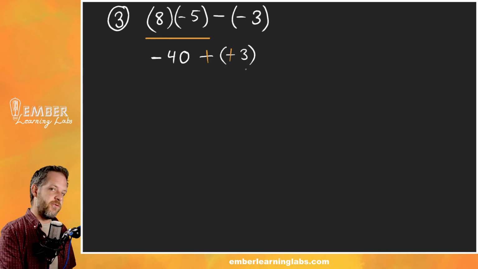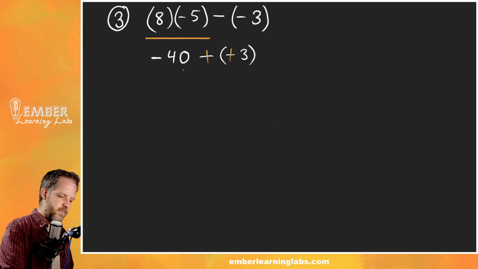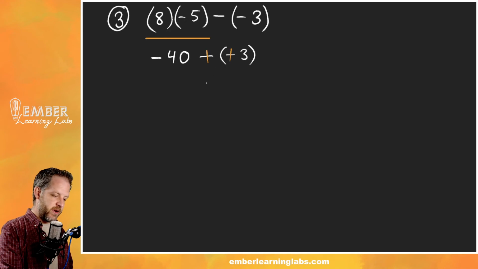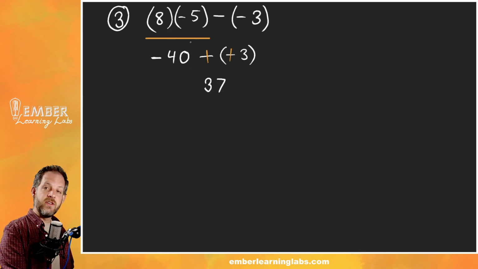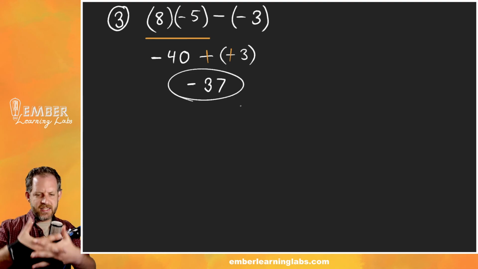So the signs are different, right? Signs are different. We're going to subtract and keep the sign of the bigger one. So 40 minus 3 is 37. The bigger one is the 40, so our answer is -37. All right, so there we are. All the puzzle pieces interlocked.